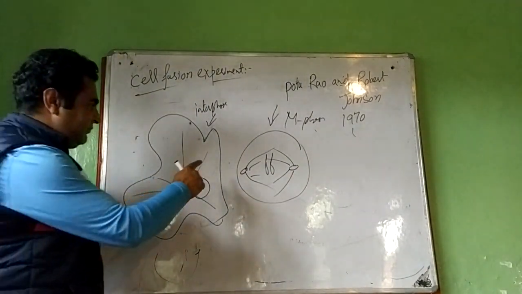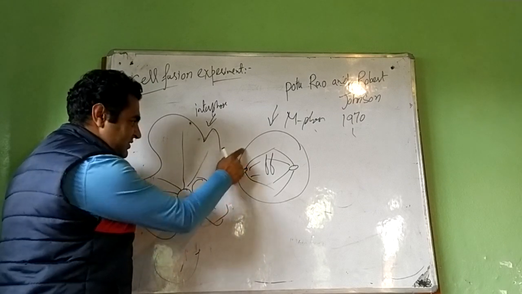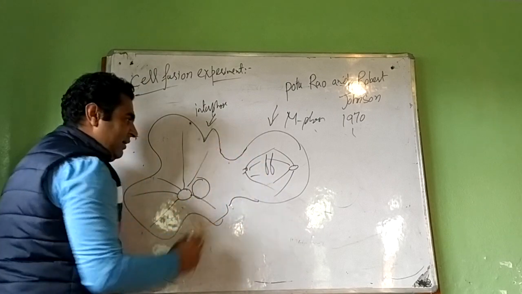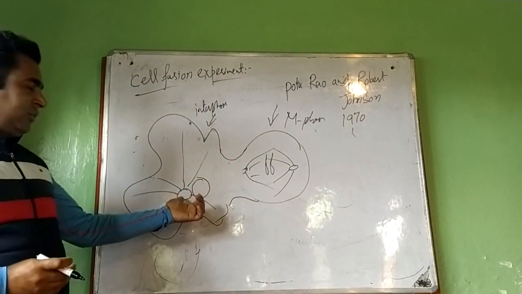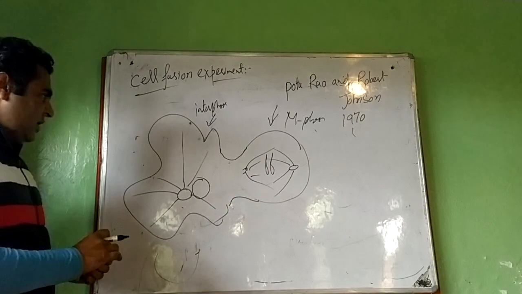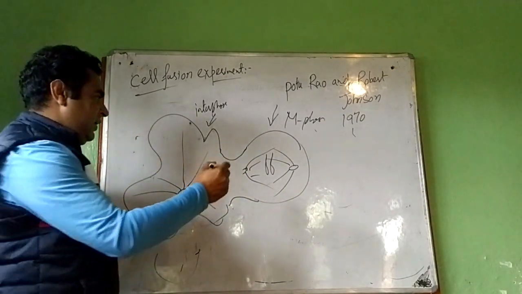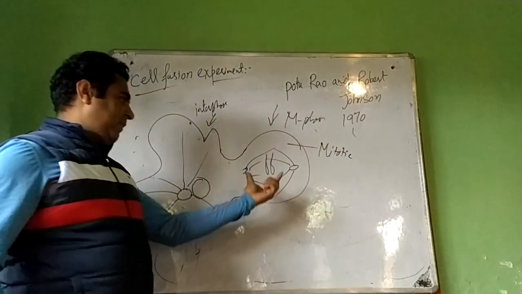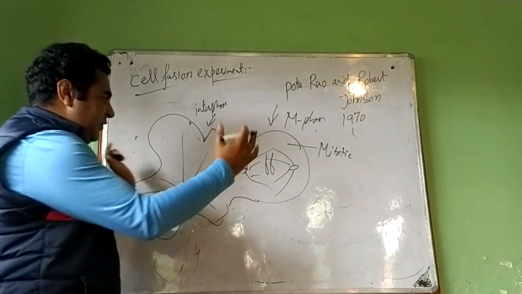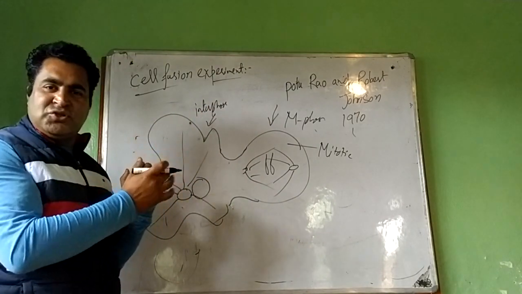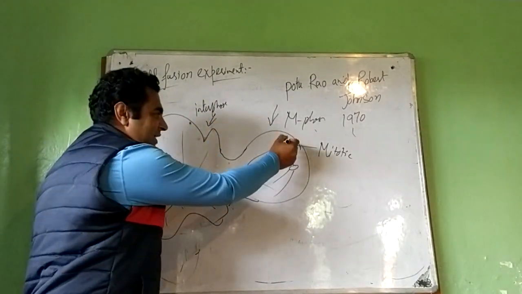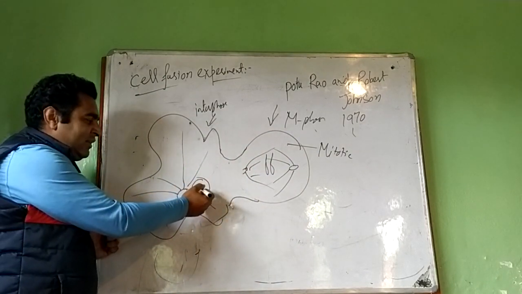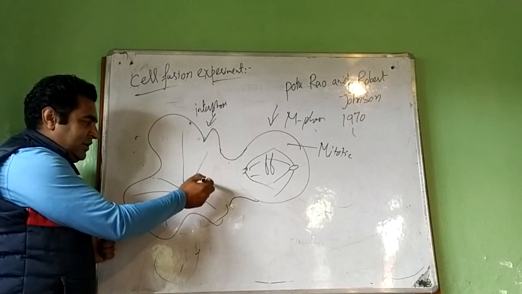What they have done, they fused an interphasic cell with a mitotic cell. They wanted to know what will happen to the status of these cells. Suppose there is a factor present in the mitotic cell that is responsible for the mitotic status. If we fuse them, we are allowing the cytoplasms to mix up. So obviously that factor should act on the nuclear envelope, and on the DNA of the interphasic cell.